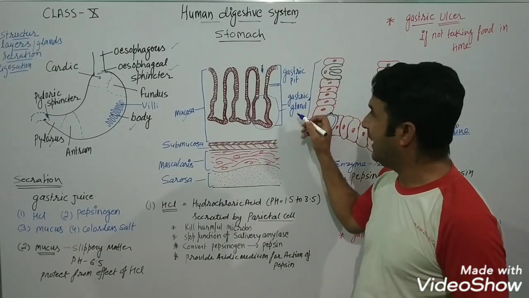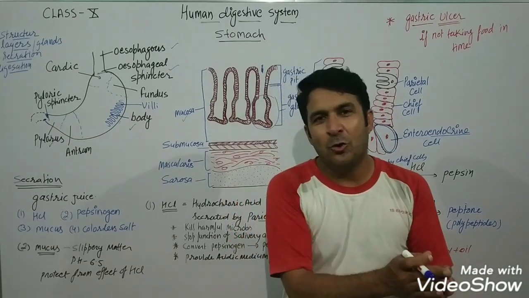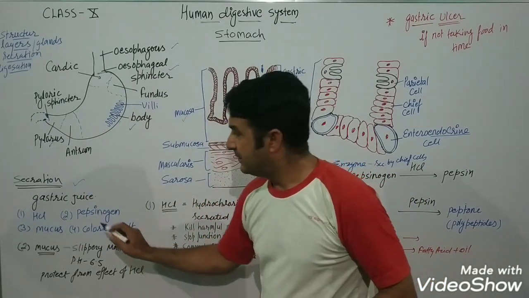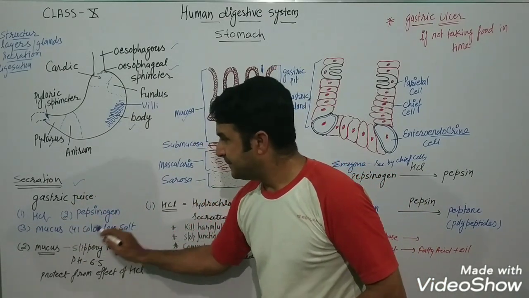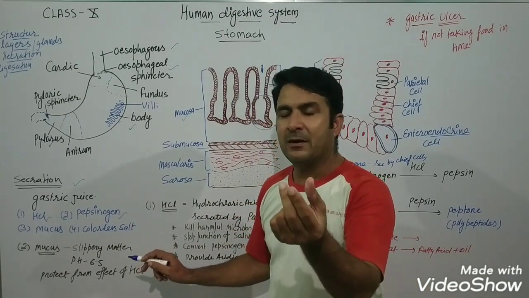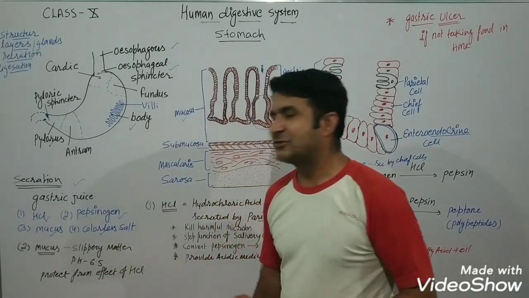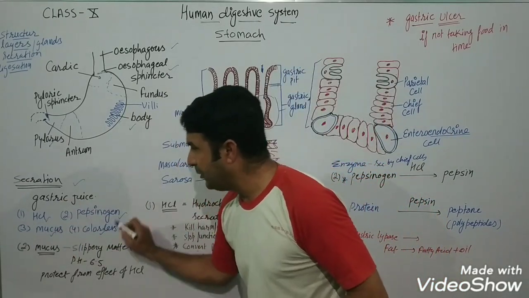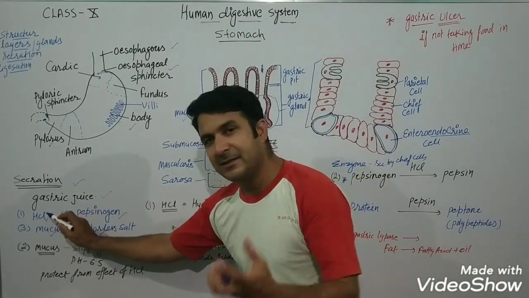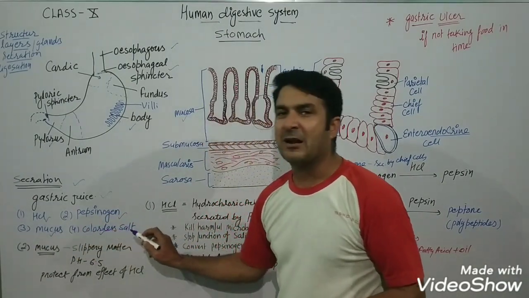These gastric glands secrete gastric juice, and gastric juice has hydrochloric acid and enzymes, right? So the secretion has hydrochloric acid, pepsinogen, which is the inactive form of the stomach enzyme, mucus, and colorless salts. These four are combinedly known as the gastric juice. Note it down. Gastric juice is the mixture of hydrochloric acid, pepsinogen, mucus, and colorless salt.